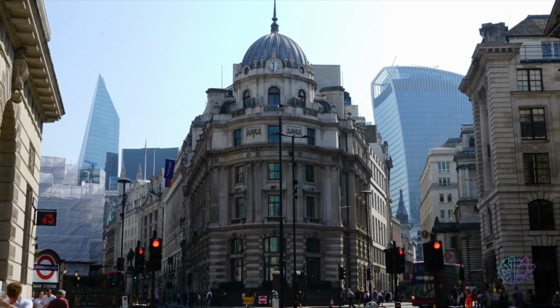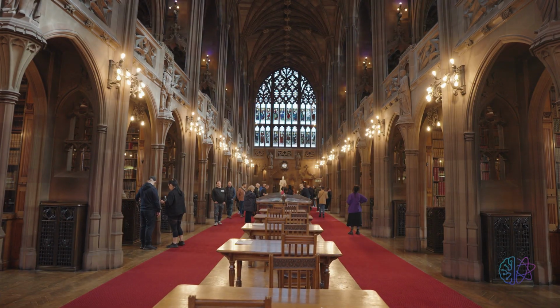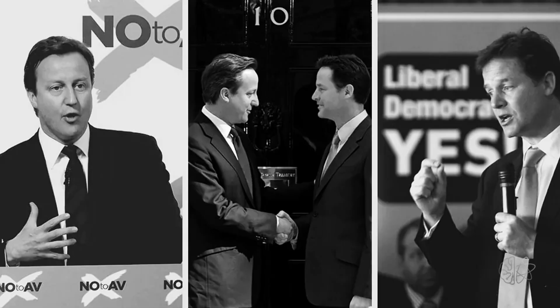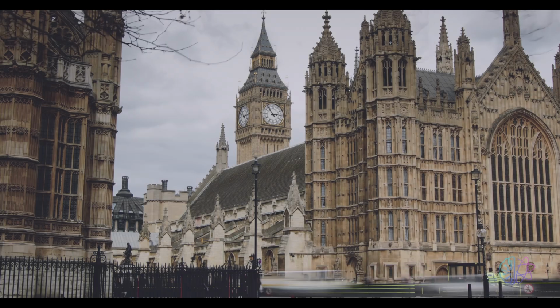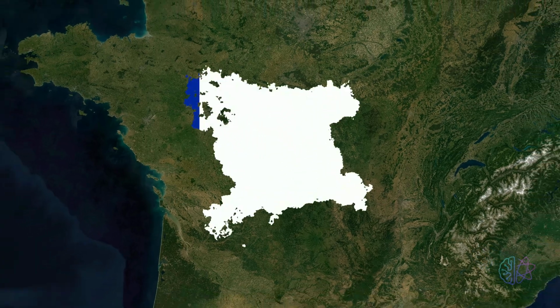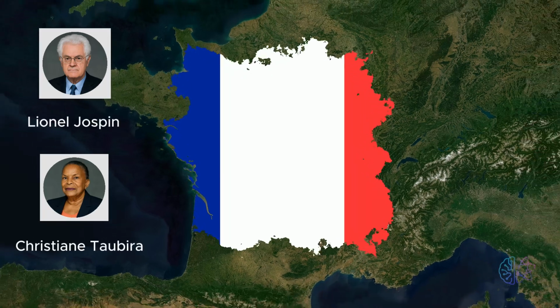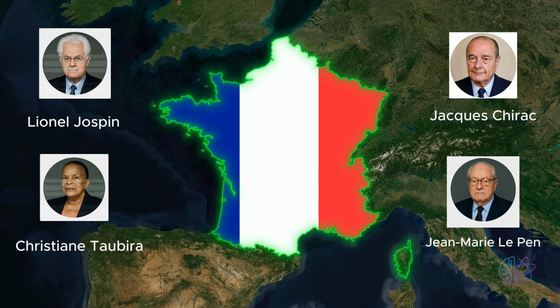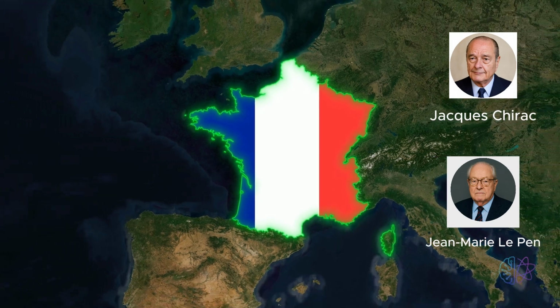In 2011, the UK held a referendum on replacing first-past-the-post voting with the alternative vote. The people said no, but most didn't fully understand the alternative. In France's 2002 election, the vote was split among left-wing candidates, so two right-wing candidates advanced. The left was eliminated, despite having more total support.